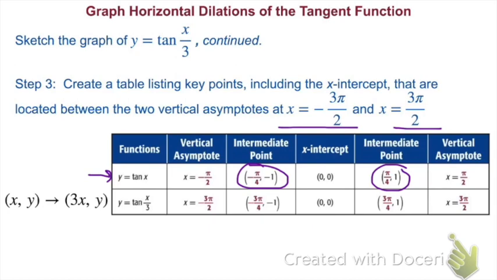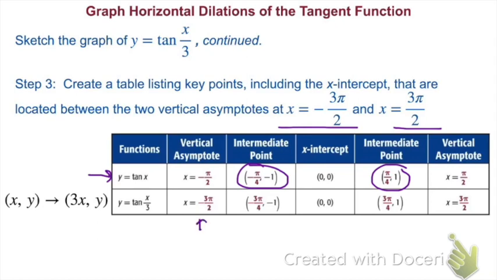That's the parent function on the top line. Then on the bottom line, we are going to apply our transformation. Since our b is 1/3, we do the reciprocal basically, and our period's been stretched to 3 pi, so we're going to multiply our x by 3 because we have that horizontal stretching going on. So when we multiply, we get negative 3 pi halves for our first vertical asymptote.